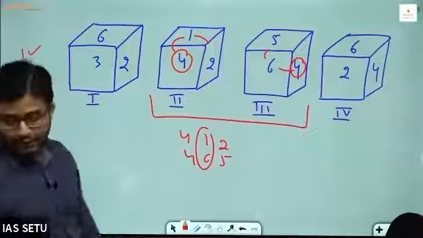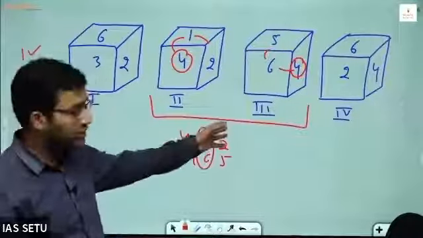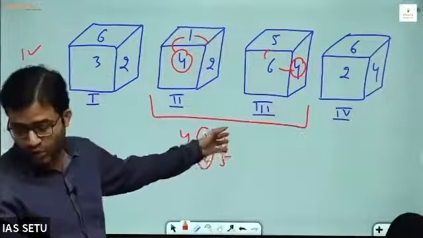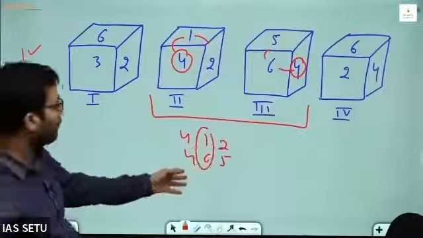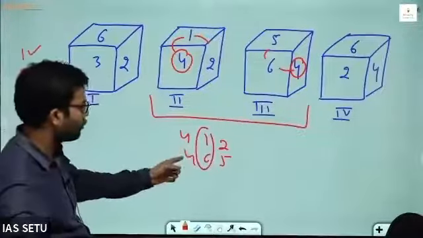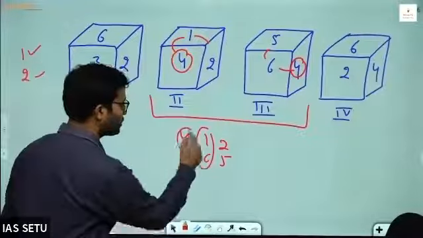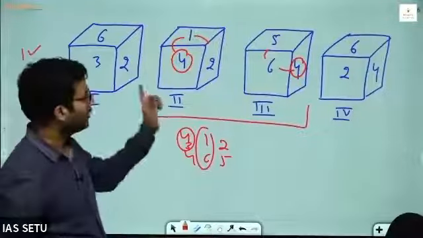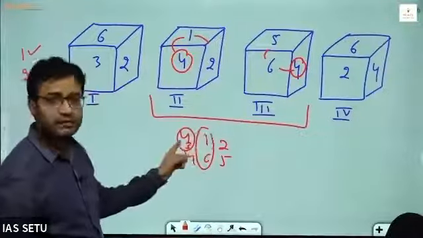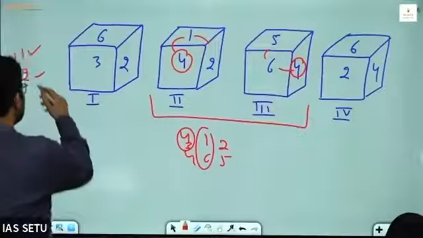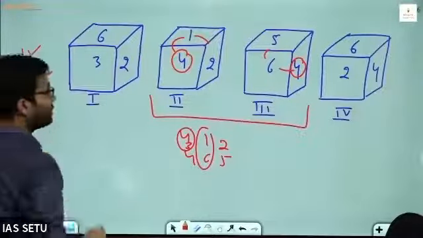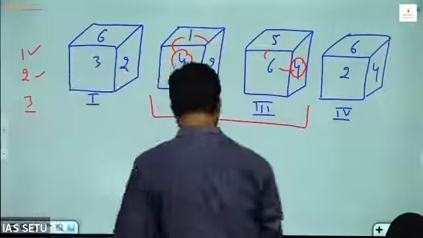Then comes statement number 2. Figure 2 and 3 are sufficient to know as to which face is opposite to face number 4. Yes. And we know 4, 4 is not opposite. So the opposite of 4 is 3. We know the answer also. You use 2 and 3, you can find what is opposite of 4. 3. Yes, statement 2 is also correct. Then we come to the third statement.